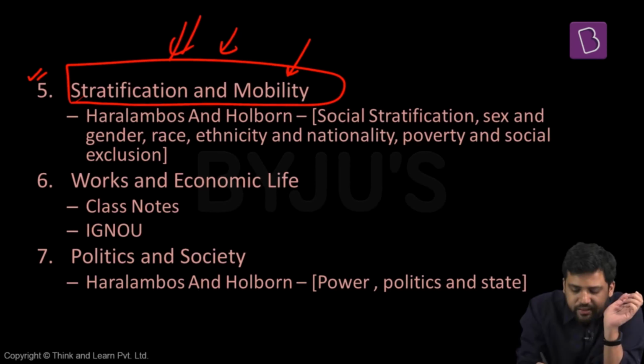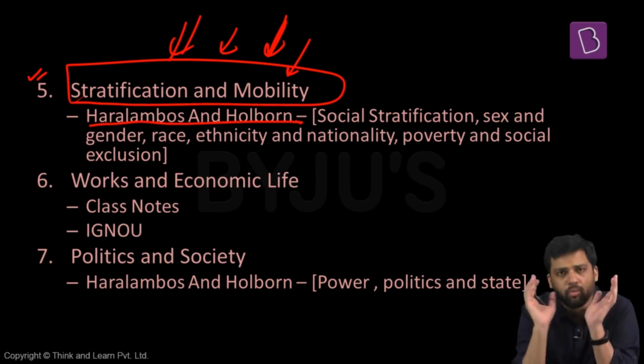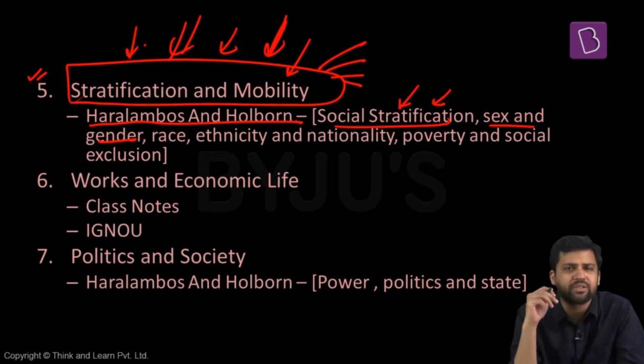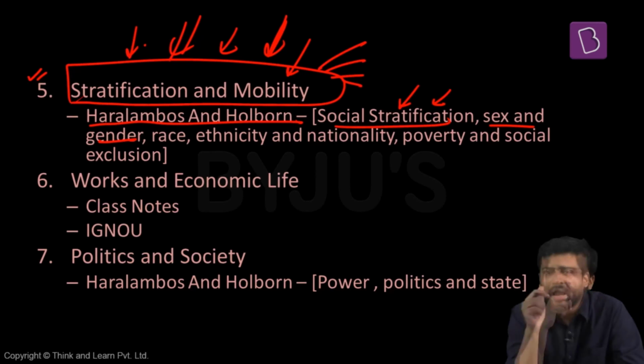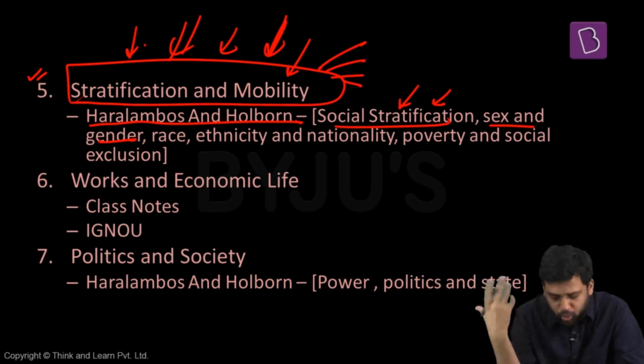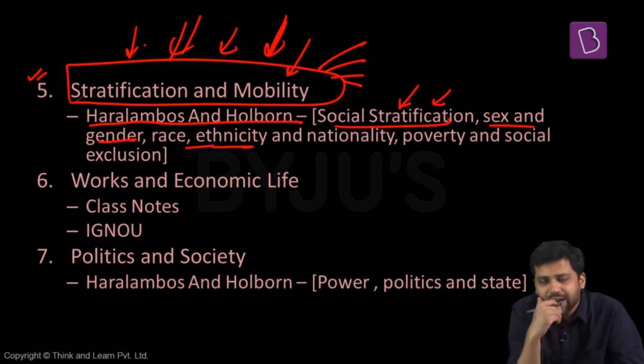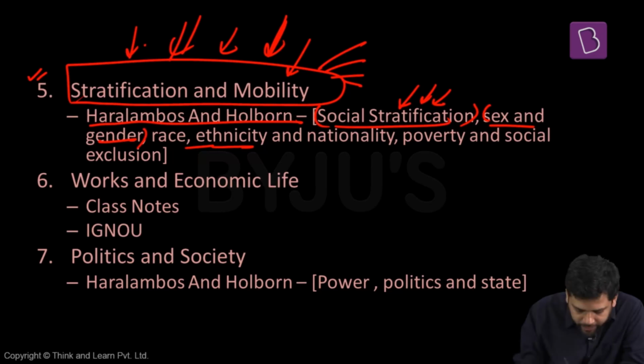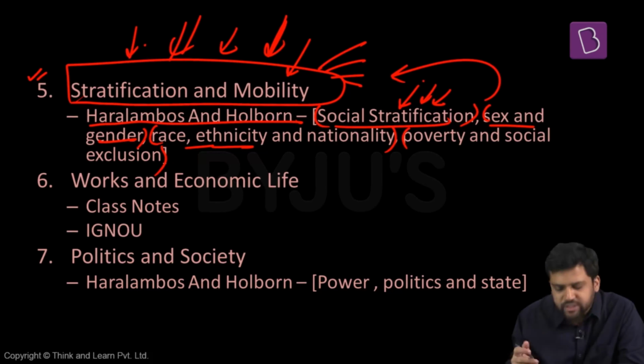For understanding this part of the syllabus, again, the fundamental resource will be Haralambos and Holborn. Haralambos and Holborn has a chapter dedicated to social stratification. Stratification and mobility. This chapter again has multiple subtopics. One of the subtopics is dimensions of social stratification. And here they will talk about sex, gender, ethnicity, and race. So different dimensions they have mentioned. And all these things are present in different chapters of the book. That is the reason we have to refer to individual chapters here, multiple chapters. One chapter is social stratification, another chapter is sex and gender, another chapter is race, ethnicity and nationality, and finally poverty and social exclusion. So all these four chapters have to be studied for this part.